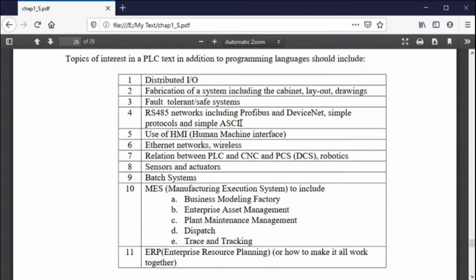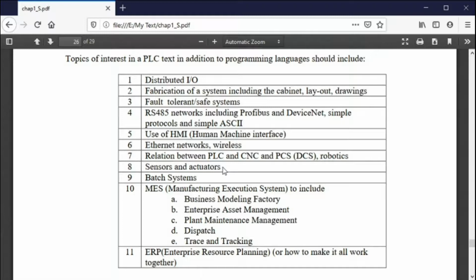Networking between PLCs and I/O. We do talk about that a little bit in Chapter 16, but not much. Use of HMI. That is, how do you put a program together on the screen of your computer so that a person can run a machine. We talk about that in Chapter 15. Ethernet. We talk about that a little bit in Chapter 16, but not much. PLCs, CNCs, and robotics. We talk about that in Chapter 17 a little. Sensors and actuators, we talk about that a little bit in Chapter 10.